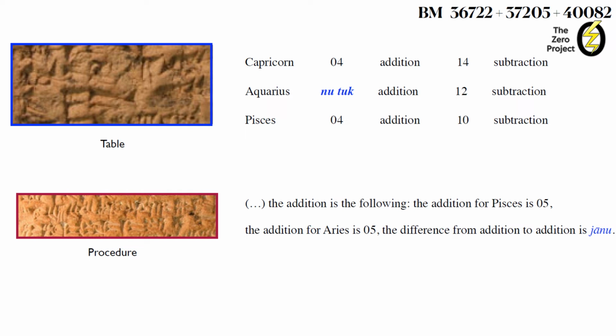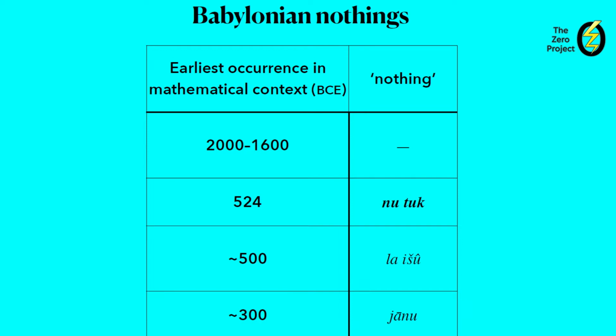And here in the procedure, the addition is the following. The addition for Pisces is 5. The addition for Aries is 5. The difference between that for Pisces and that for Aries is 0 for us, yanu. Yanu is an expression which means essentially nothing. So we have finally a résumé here of Babylonian nothings with their earliest occurrences known to us now. Of course, that can be overturned tomorrow by the discovery of a new text.